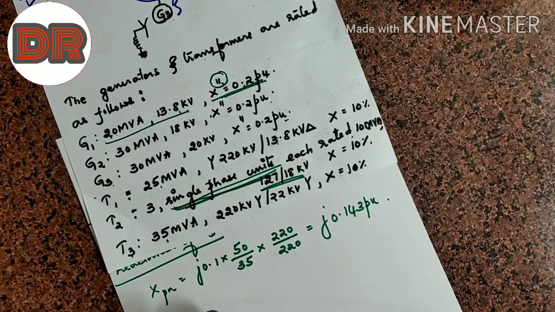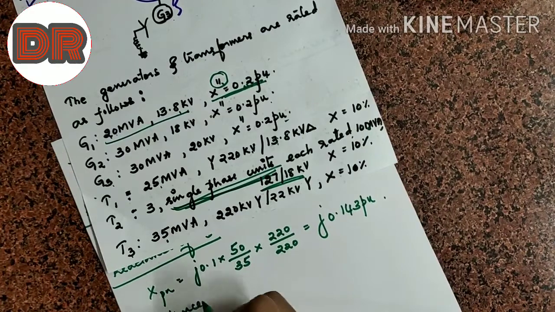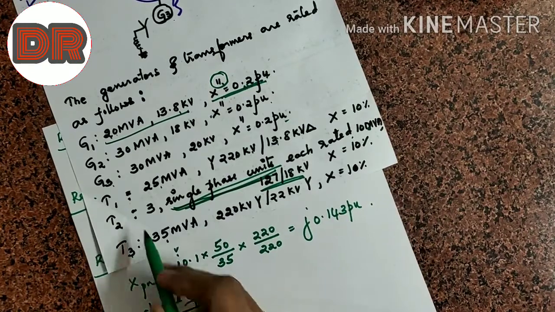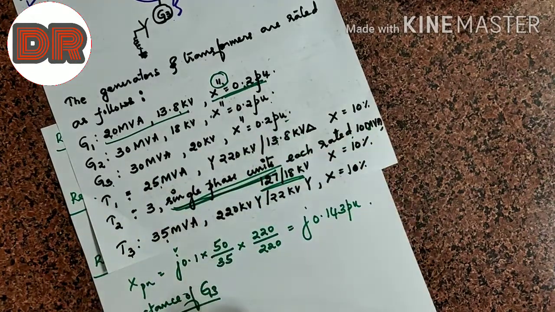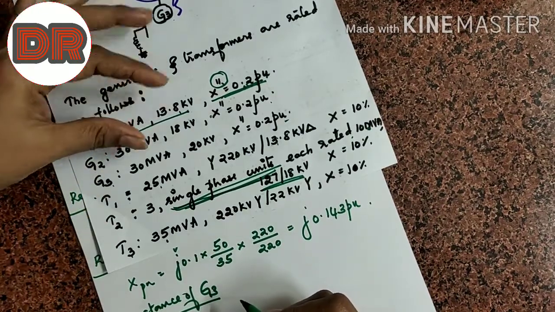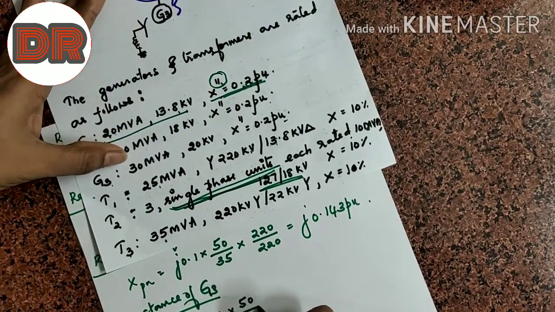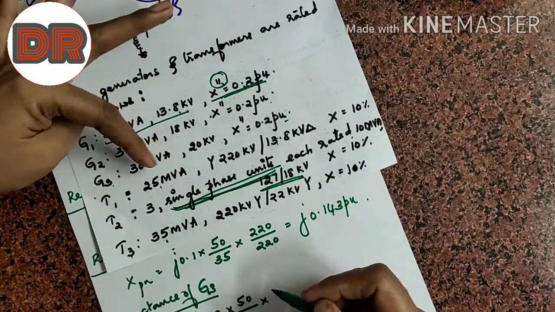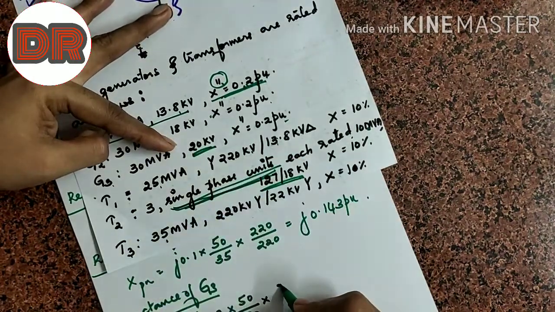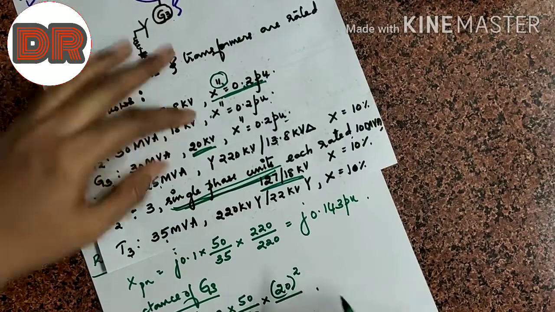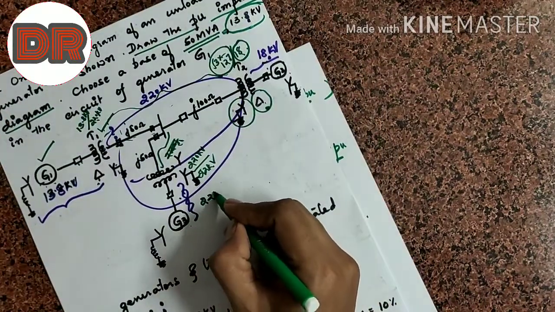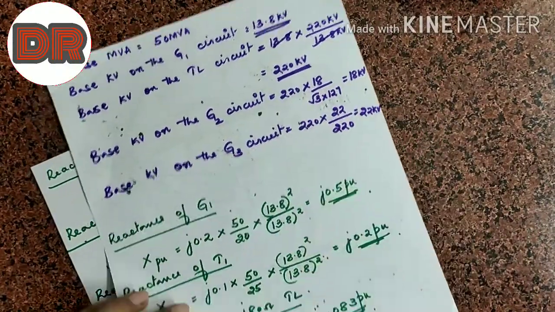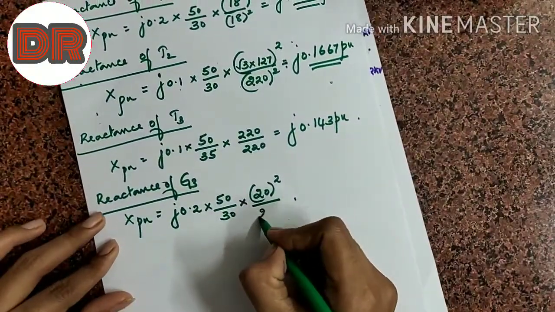Next, for a generator, reactance of G3, X per unit will be equal to, for G3 the reactance value is already given, it is 0.2, J0.2 into MVA 50, old MVA is 30, into. Now old kV base, so what is the old kV base? It is mentioned in the question, so it is 20 square divided by, what is the new kV base? It is actually 22 kV. How is it 22 kV? We have calculated, so the base kV on the G3 circuit is 22 kV, so it is 22 kV over here.